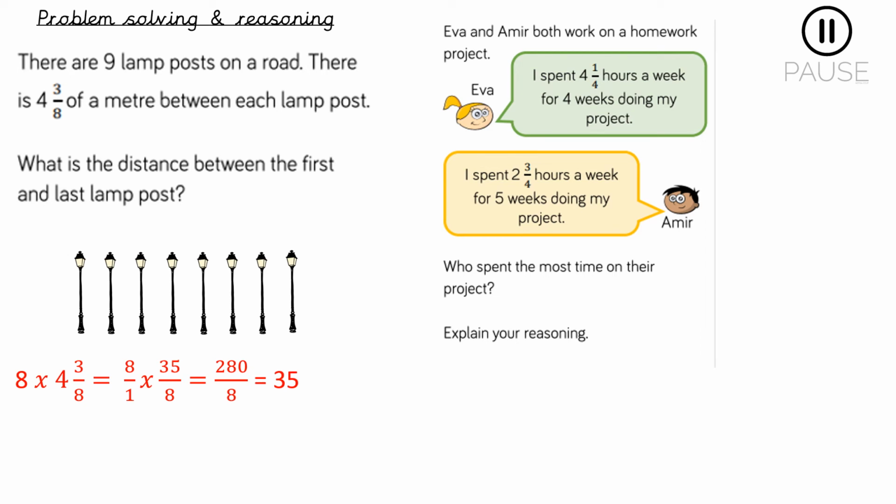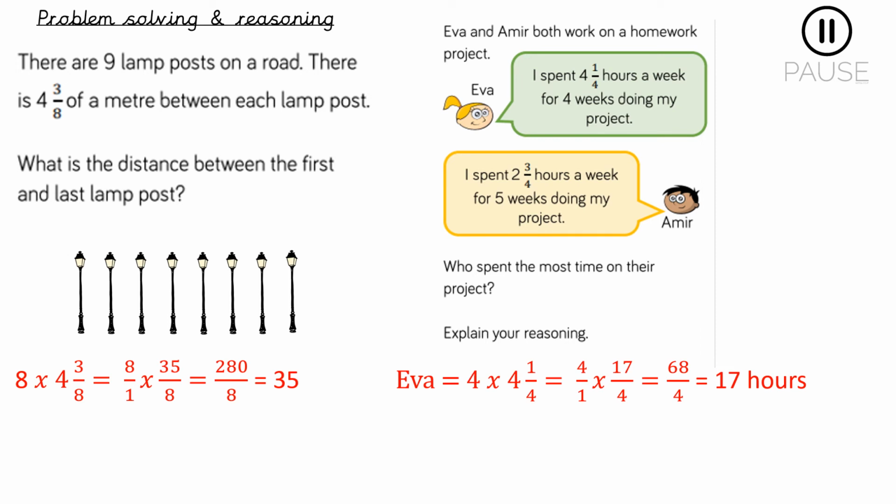For the next one, Eva and Amir both work on the homework project. Eva says she spent 4.25 hours a week for 4 weeks. And Amir says he spent 2.75 a week for 5 weeks. Who spent the most? So you're going to have to do 4 times 4.25 for Eva.